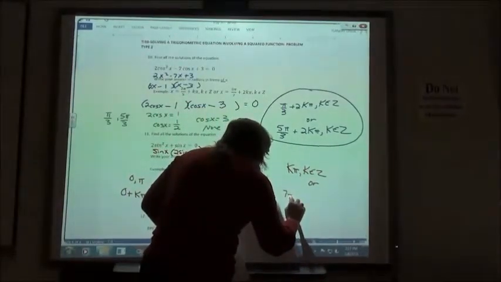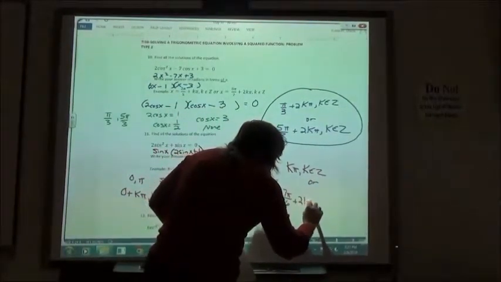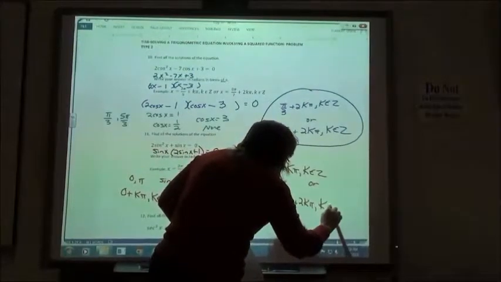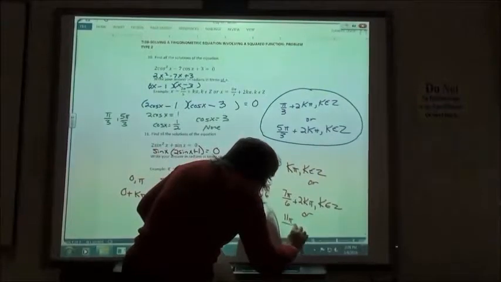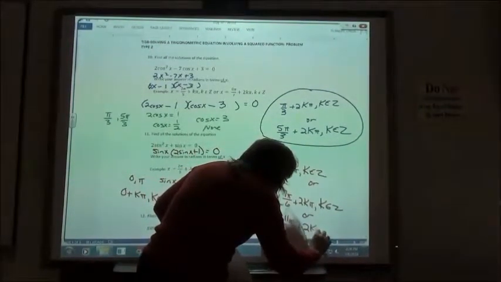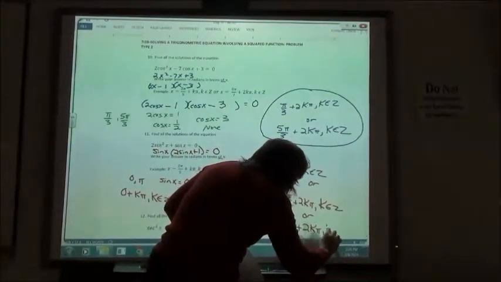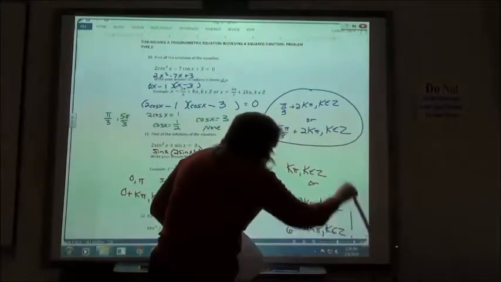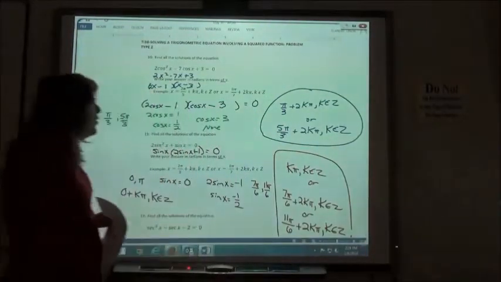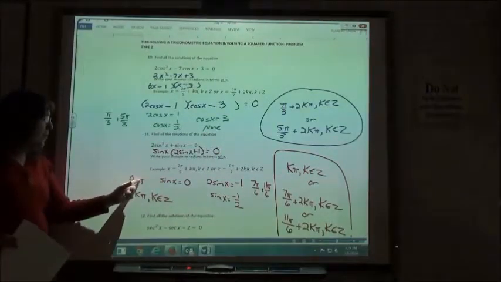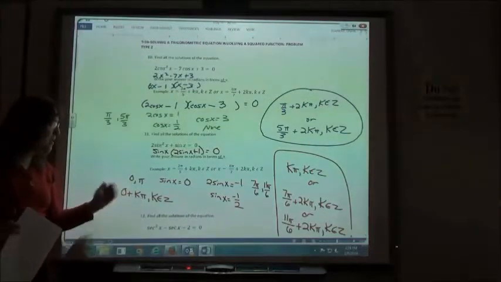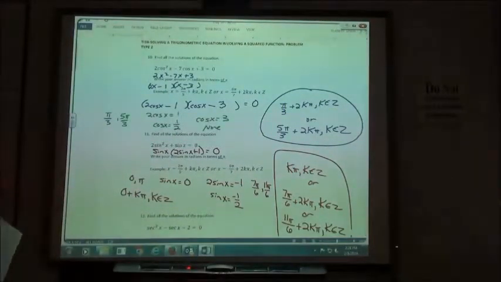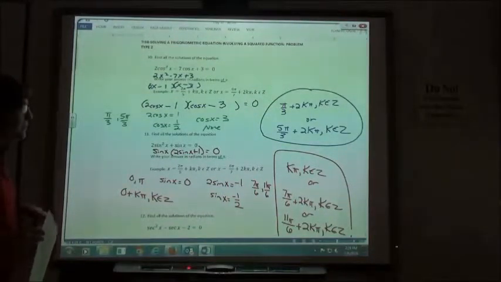So I'm going to have 7 pi over 6 plus 2k pi, with k being an element of z. Or I'm going to have 11 pi over 6 plus my 2k pi, again with k being an element of z. So all 3 of those are going to go in for your solution. Normally I will have 4, but this one I could combine together. 0 plus k pi, which is just k pi. And then I have my 7 pi over 6 plus 2k pi, and my 11 pi over 6 plus 2k pi.